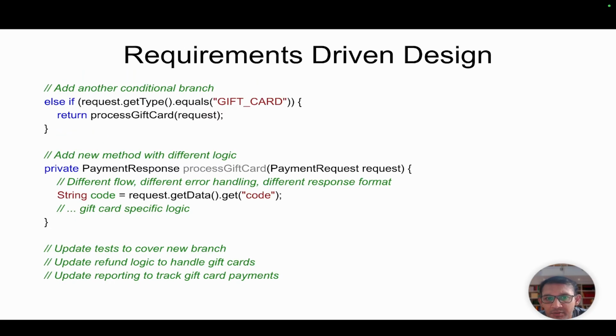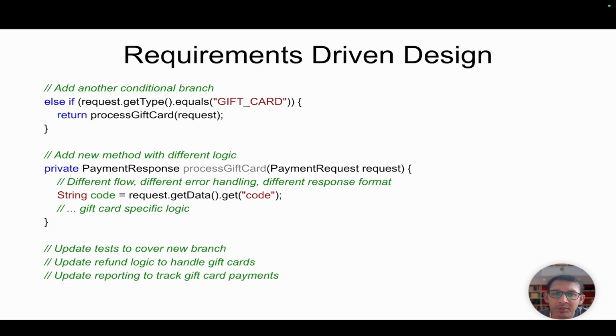Now, in the requirements driven approach, you add another conditional branch to check for gift card types. You implement a new method with gift card specific logic, but it follows a different flow than the other payment methods. You update all your tests to cover the new branch. You update the refund logic to handle gift cards as a special case. You update reporting back to track gift card payments separately. Now, both approaches work, but notice that the ontology approach absorbs the change much cleaner.